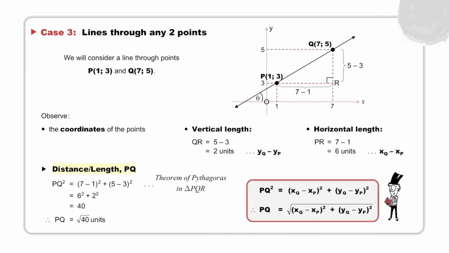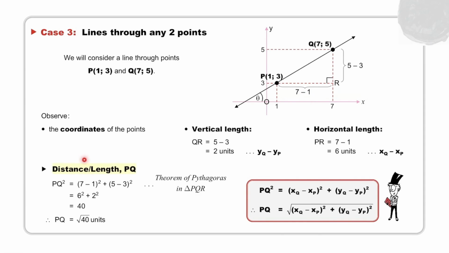Case 3. Lines through any 2 points. We will consider a line through points P and Q. Let's observe the coordinates of the points, 1, 3 for P, and 7, 5 for Q. The vertical length, QR, is 5 minus 3, and the horizontal length, PR, is 7 minus 1.